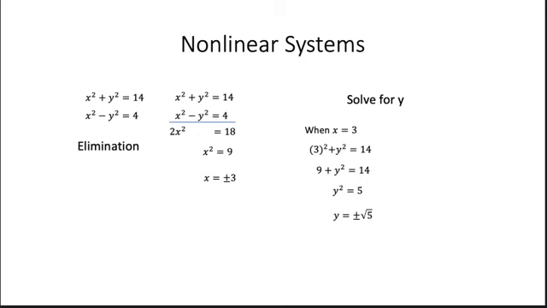Now, that means the ordered pairs, I have 2 here. When x is 3, y is equal to negative square root of 5, and when x is 3, y is equal to positive square root of 5.